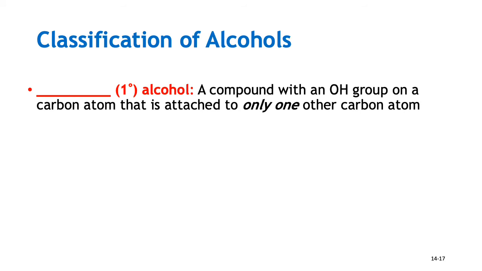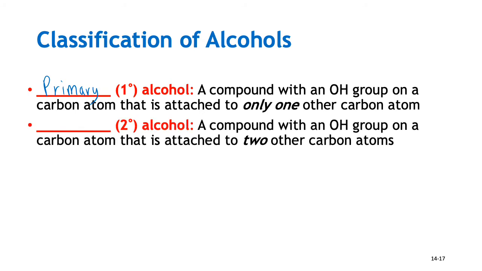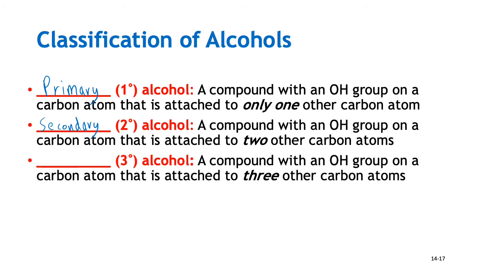All right, classification of alcohols. First up, we're going to talk about what a primary alcohol is. It's a compound with an OH group and a carbon atom that's attached to only one other carbon. A secondary alcohol is very similar, except the carbon that it's attached to is also attached to two other carbons, and a tertiary has the alcohol portion, the OH, attached to a carbon attached to three other carbons.